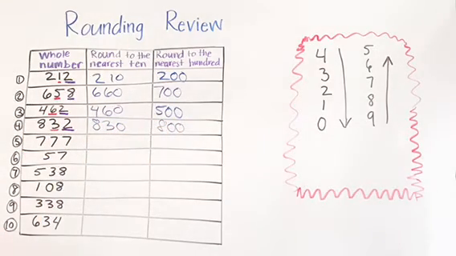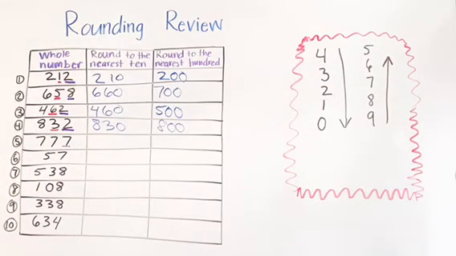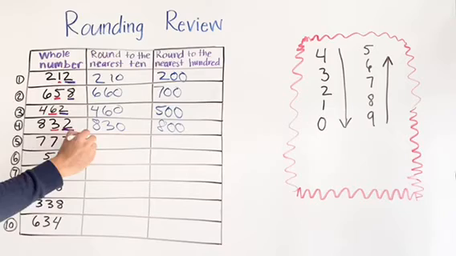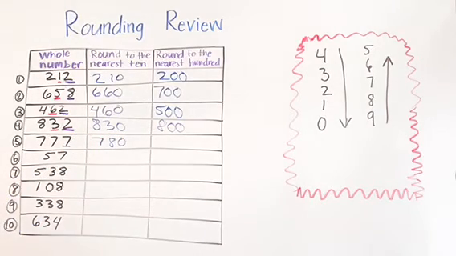Okay, now for number 5, you have 777. So you're going to go ahead and look at the 7 at the ones place to round to the tens. Is it closer to 770 or is it closer to 780? And we look at the right hand side, 7 says we're rounding up. So it's going to be closer to 780.